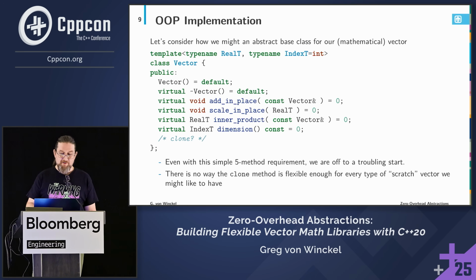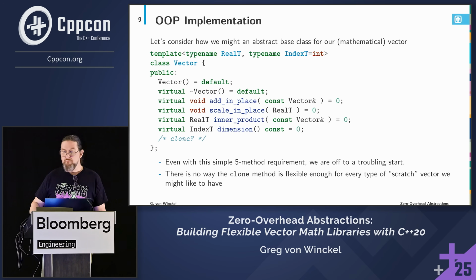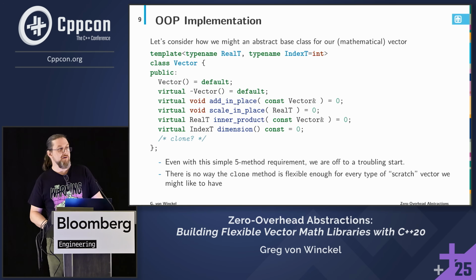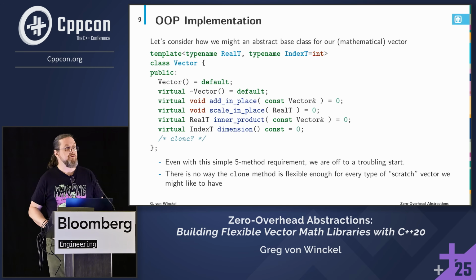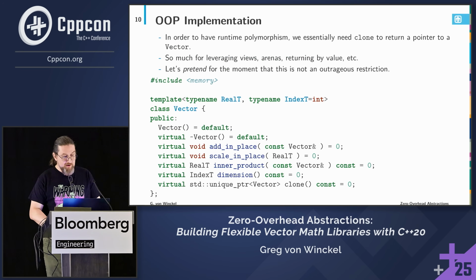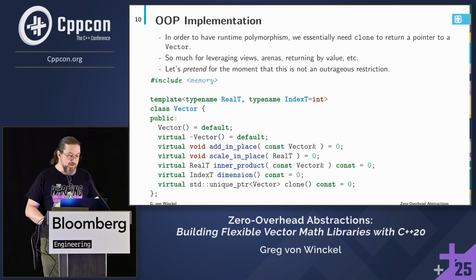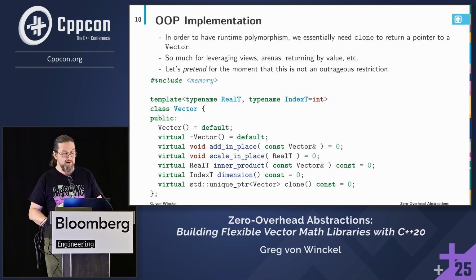But this already restricts what you can do, because you might like to stack allocate memory that you could reuse. Well, this doesn't really let you do it. Or you might like to be able to return a view or have some kind of memory arena or something like this. Okay, so let's say for purposes of simplicity that we'll return a unique pointer to a vector when we call clone, so at least that memory is managed and somebody's responsible for it.